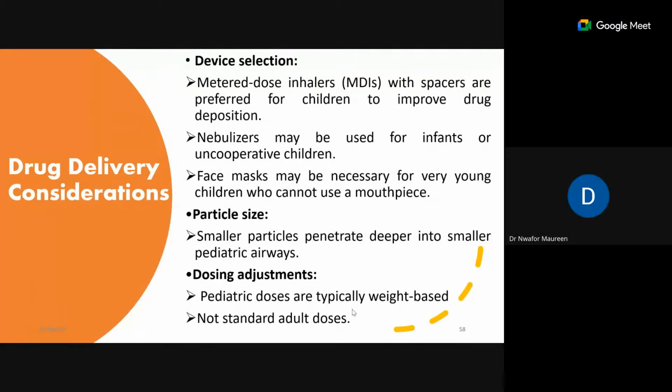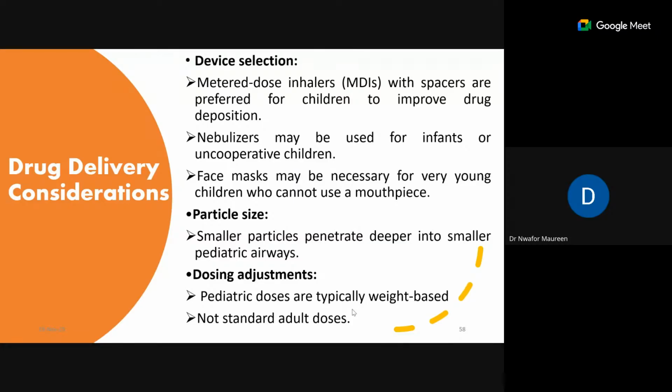For devices, MDIs with spacers are perfect for children to improve drug deposition. Nebulizers may be used for infants or cooperative children. Face masks may be necessary for very young children who cannot use a mouthpiece. Now the particle size of the agent: particles penetrate deeper into smaller pediatric airways.